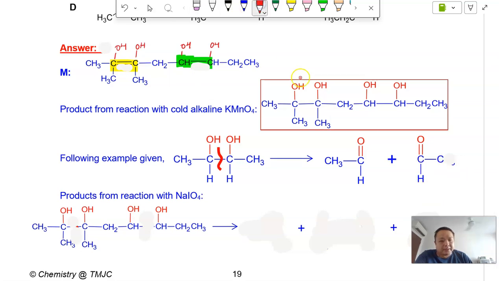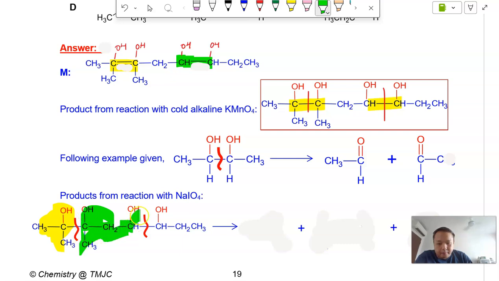I'm going to repeat the same thing that I did over here. Break this bond and break this bond. So these two bonds here will be broken. Okay, so if I break these two bonds, how many fragments will I get? I'll get my fragment 1, highlighted in yellow. Fragment 2, highlighted in green. And last but not least, the last fragment.